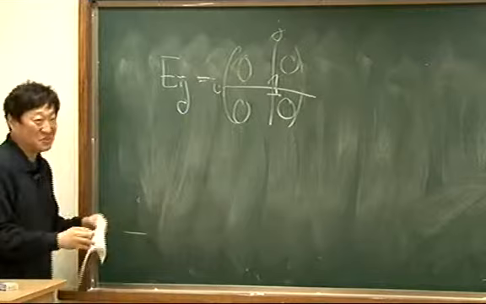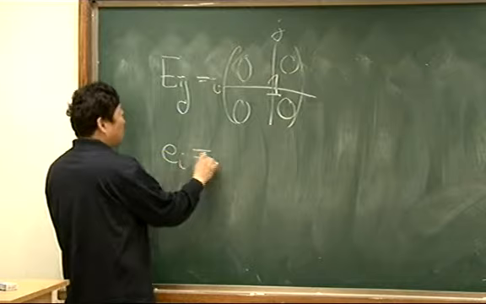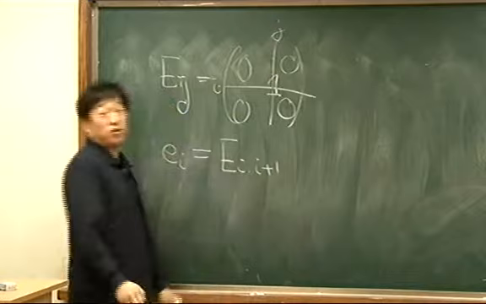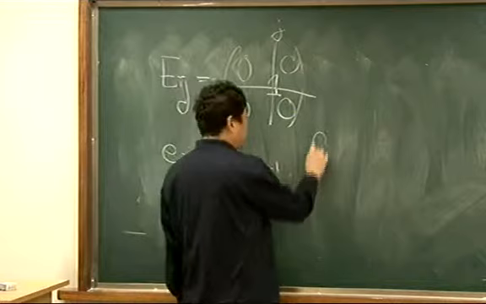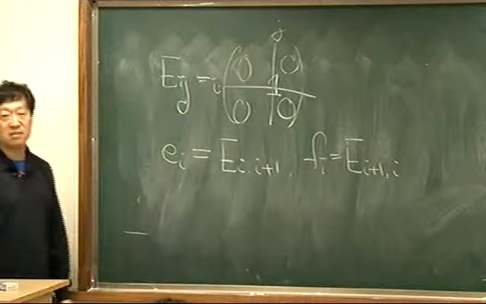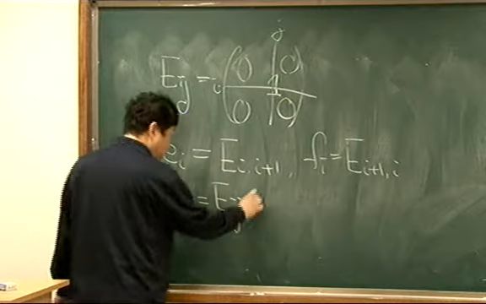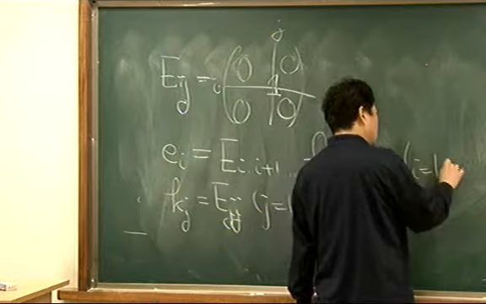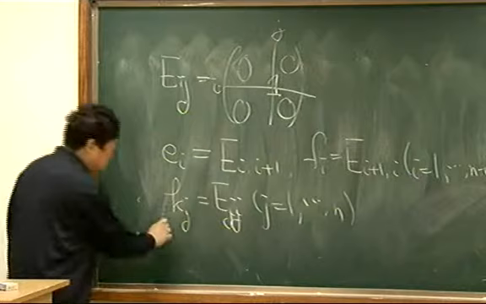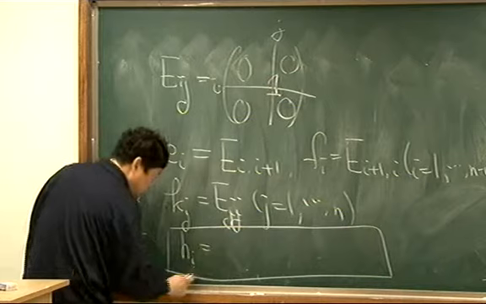But let us identify E sub I, the elementary matrix whose I, I plus first position is 1 and other entries are 0. And F sub I to be the transpose. And we will use K sub I, the diagonal matrices. Okay? Maybe to be careful, J runs from 1 to n, but here I runs from 1 to n minus 1. And for some cases, we will use special diagonal matrices H sub I, which is K sub I minus K sub I plus 1.